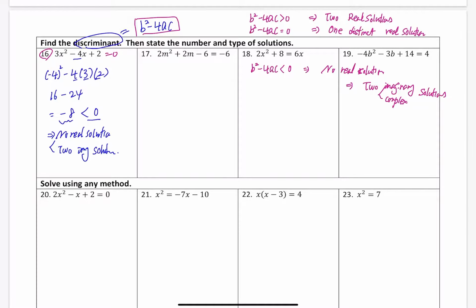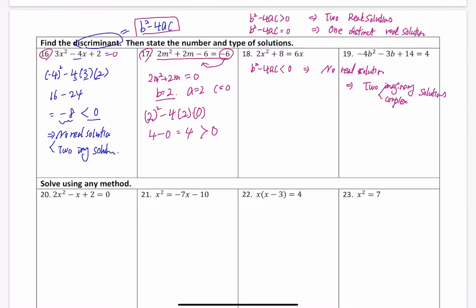All right, number 17. This is not standard form, so you move this to the other side. It's going to be 2m squared plus 2m equals 0 because negative 6 plus 6 is 0. B is 2, A is 2, C is 0. Let's find the discriminant. B squared minus 4ac. So 4 minus 0 equals 4. 4 is greater than 0. There are two real solutions.